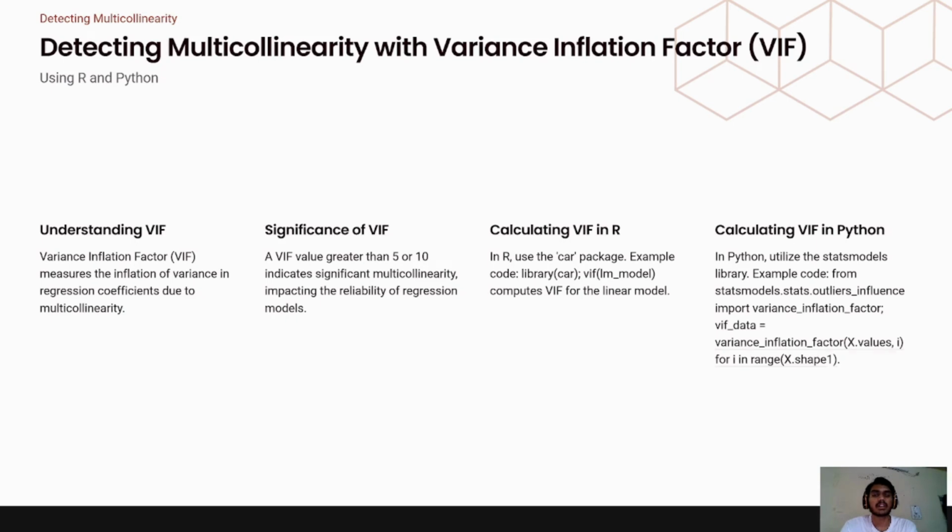Calculating VIF in R. In R, use the car package. Example code: the library car, and the vif function computes VIF for the linear model. Calculating VIF in Python. In Python, utilize the statsmodels library. Example code: from statsmodels.stats.outliers_influence import variance_inflation_factor.